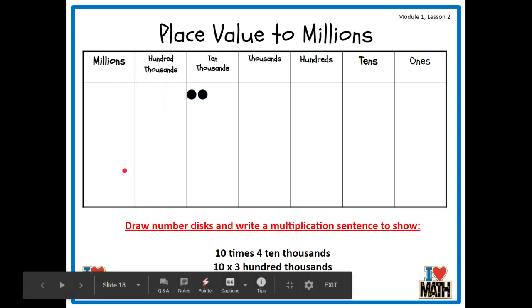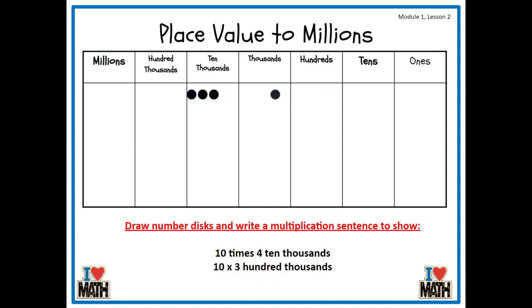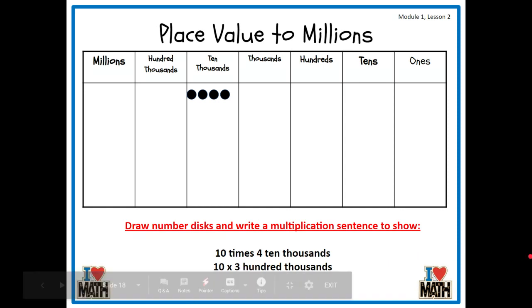We're not really going to work with the millions a whole lot today, so I didn't create a visual of that. But what we're going to do now is a new problem. We're going to look at what 4 10,000s is if we multiply that times 10. So we're going to do 10 times 4 10,000s. Let's take a look at what that's going to look like.